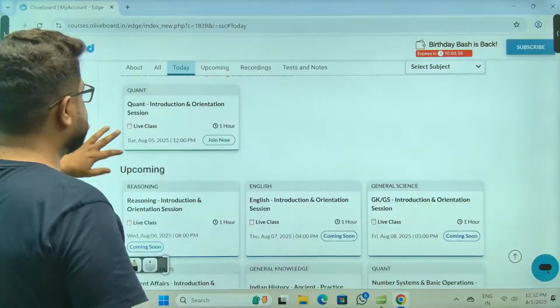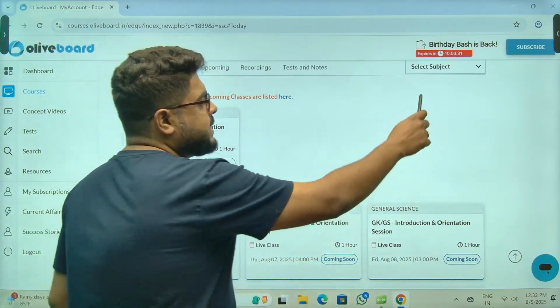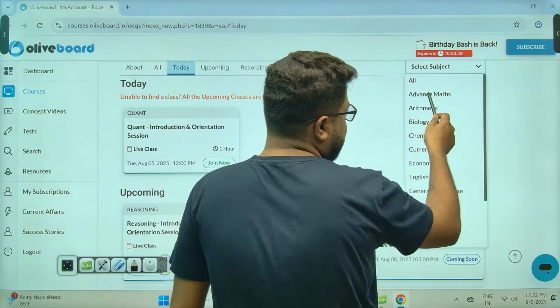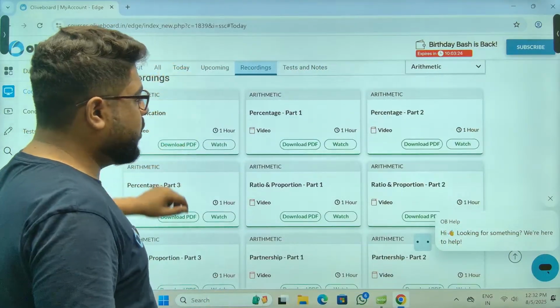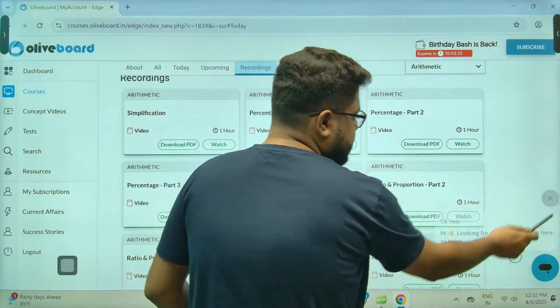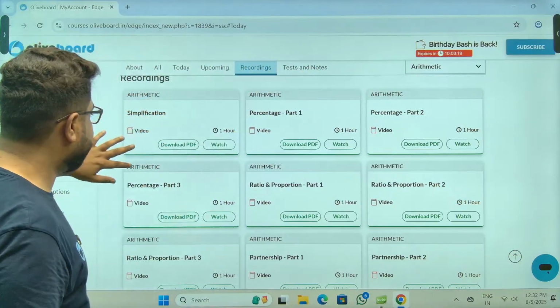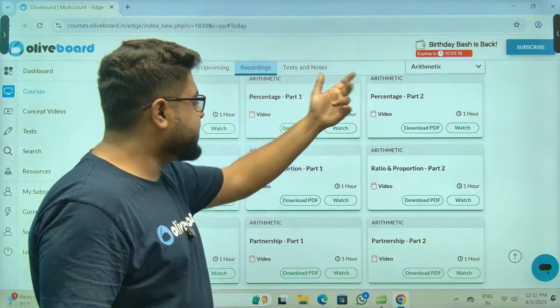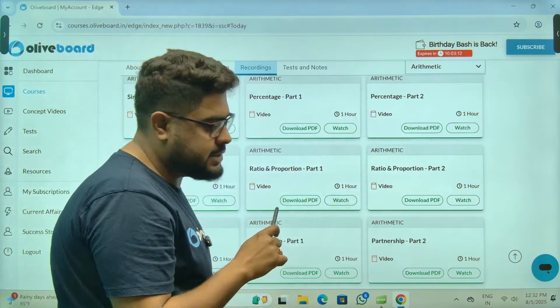Okay, you see, this is the class that is going on. Now you select subject. Now arithmetic, advanced maths. So let's go into arithmetic. You see, the VOD section is this. This is the VOD section which you all have access to. Simplification, percentage 1, percentage 2, percentage 3. So three lectures on percentages.